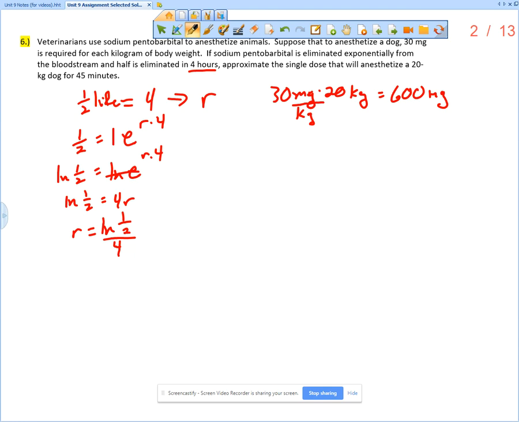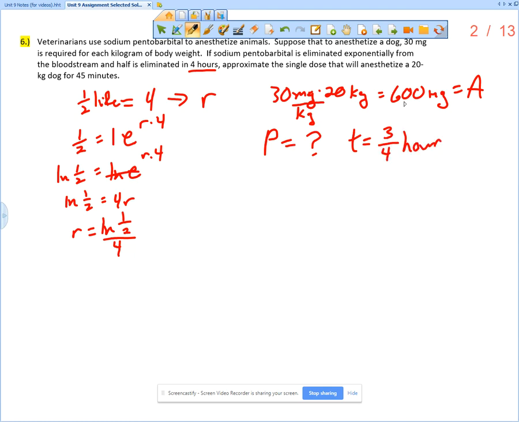600 is actually the final amount of the drug, because as soon as it drops below that, the dog will wake up. That is what a lot of people get confused by. We are trying to find the principal amount, the initial amount that you need to give the dog so that it will be anesthetized for 45 minutes. Remember, 45 minutes is 3/4 of an hour.